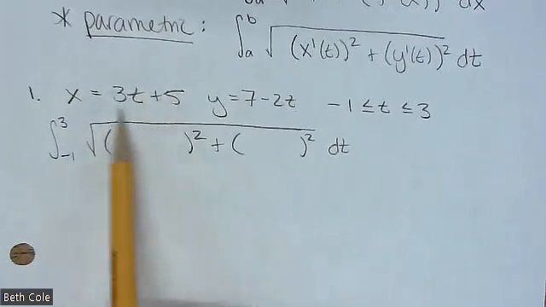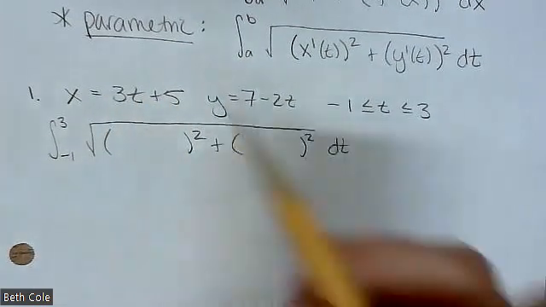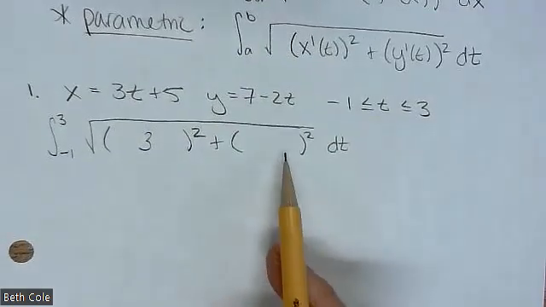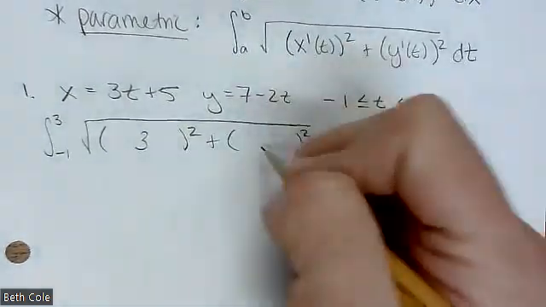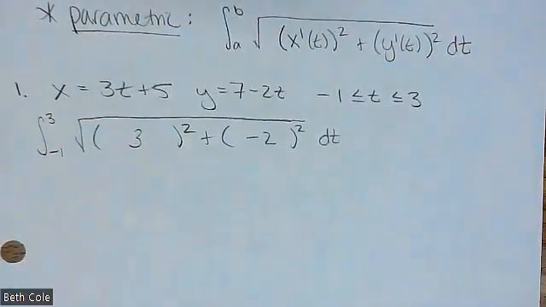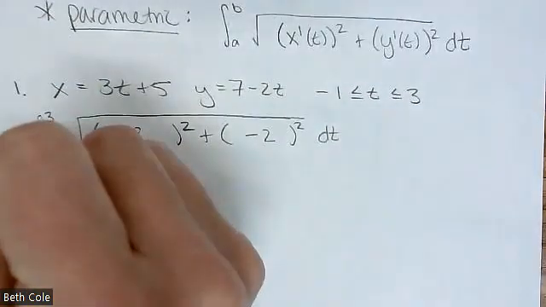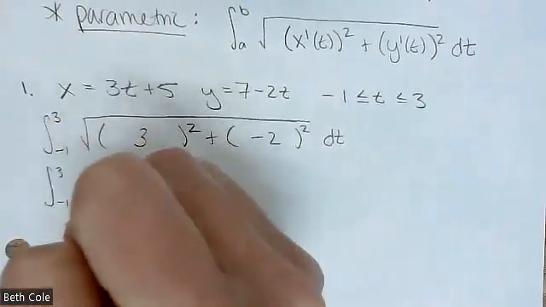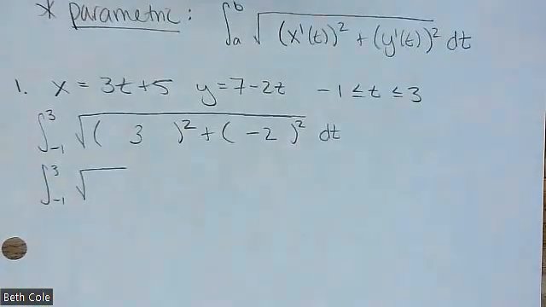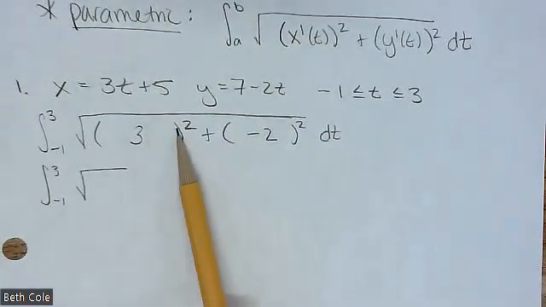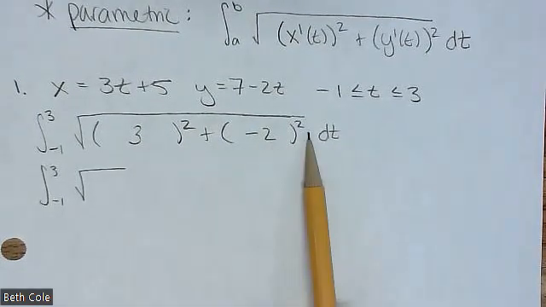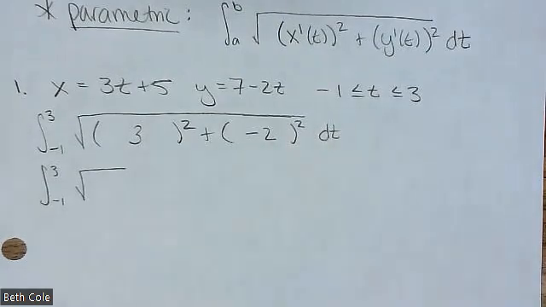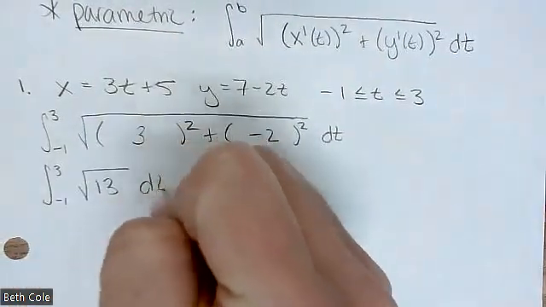So here we go. What's the derivative for x? 3. We're starting out with an easy one. Derivative for y? -2. And then you can sort your way through that, but set up the framework of it first. So this will be integral -1 to 3. And let's see what we have under that square root. It'll actually just be a number, right? 3 squared, 9, -2 squared, 4, 9 plus 4, 13.